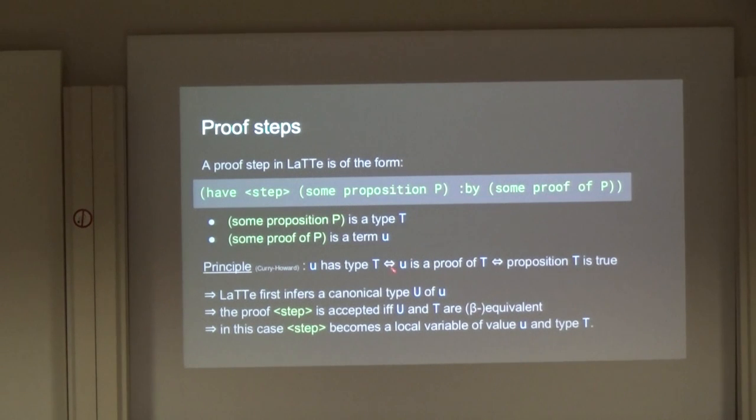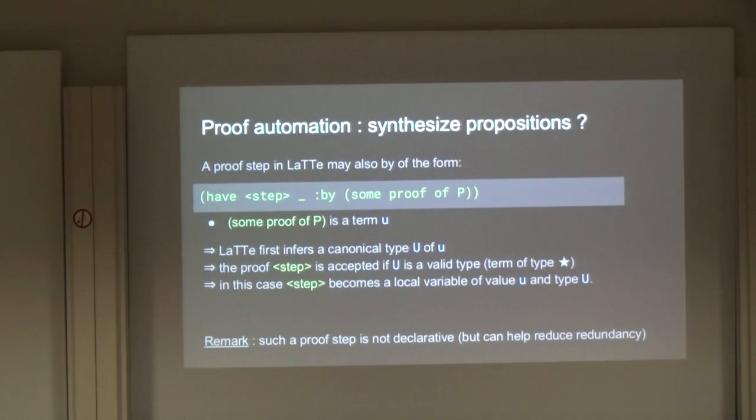The way the algorithm works, I implemented a type inference algorithm. It's described in the paper. It will give you a type, let's say uppercase U, and then what you have to implement is a normalization of your term. So the types U and T are normalized to the normal form, and then you compare the normal forms for alpha equivalence. It's called beta equivalence, probably you know, in terms like this. And if they are equivalent, then your step is correct, and the name will be a variable bound to the term u and the type t. So that's the way type theory works for making a proof.